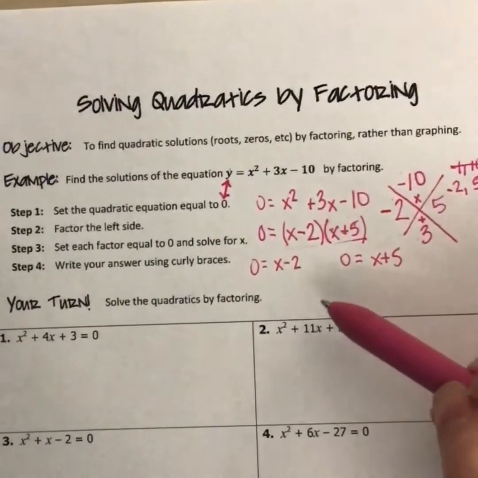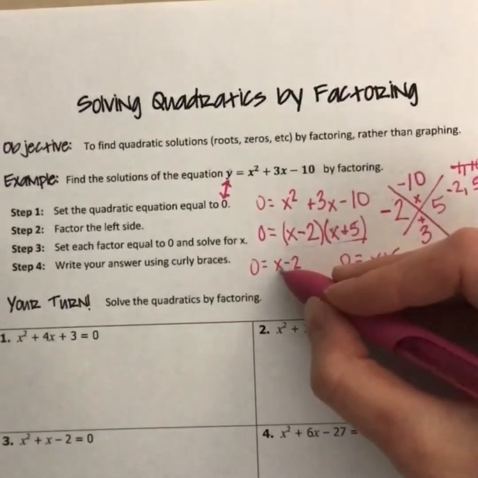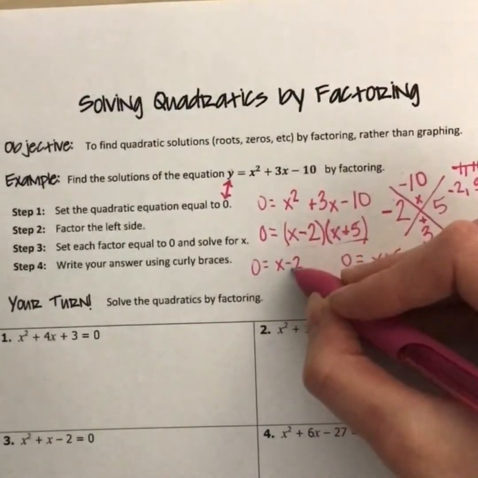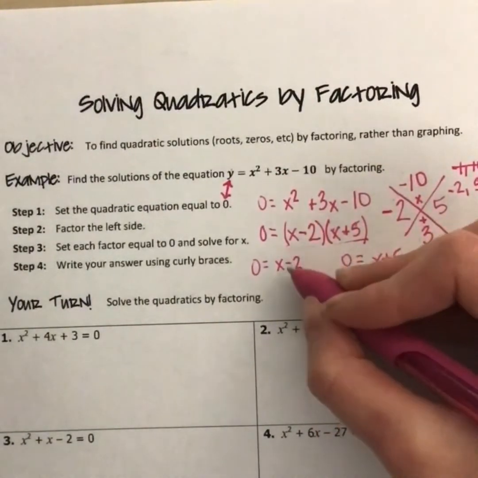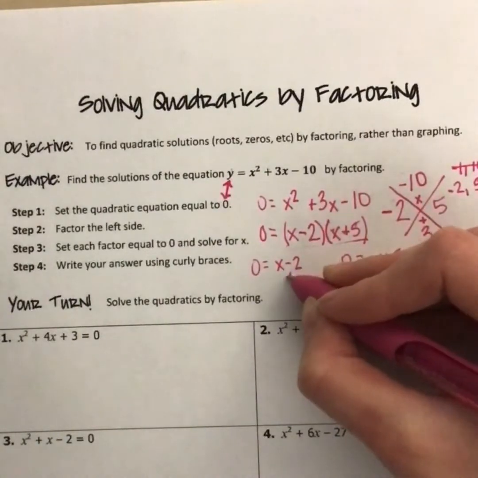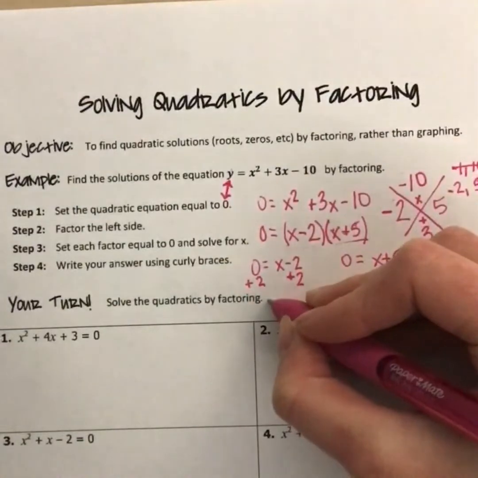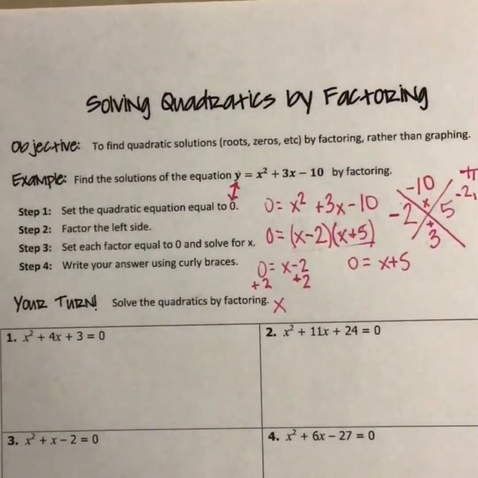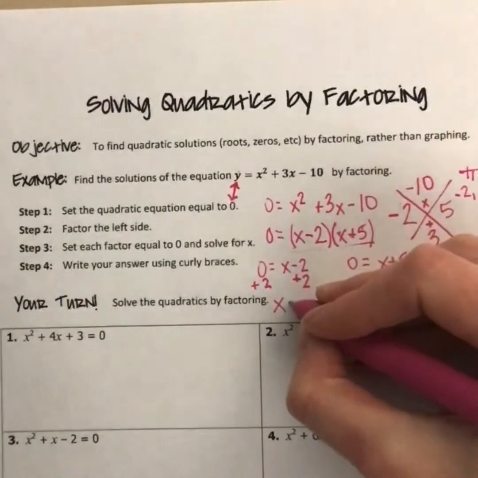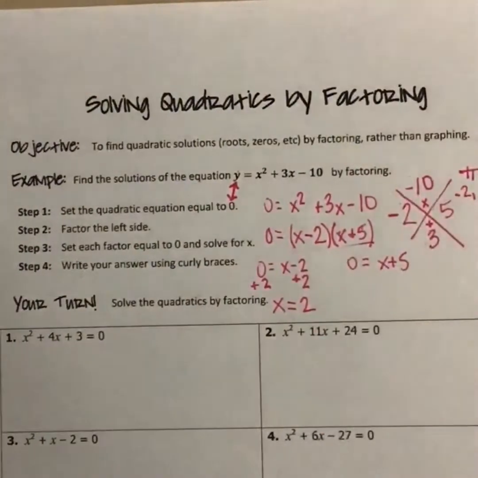Now we need to solve for x. So I'm going to get x by itself here. That means that I need to move this negative 2. To move a negative, I need to do its opposite. So I add 2 to both sides. And when I do that, I'll get x equals 2.